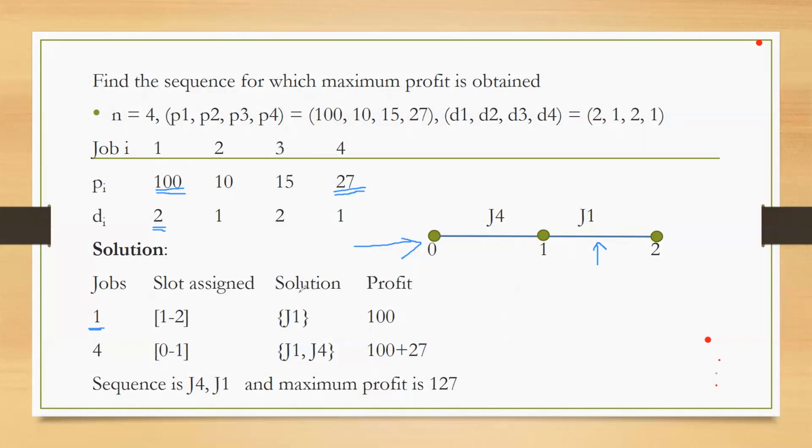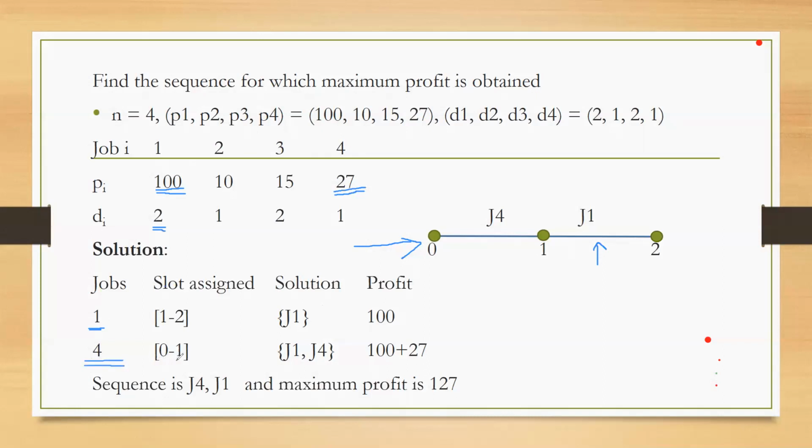For the solution, you add job 1. Job 1 is added to the subset. Now the subset contains job 1. What is the profit? Profit is 100. Next, move to the next highest, that is profit 27. It is job 4. So write job 4.